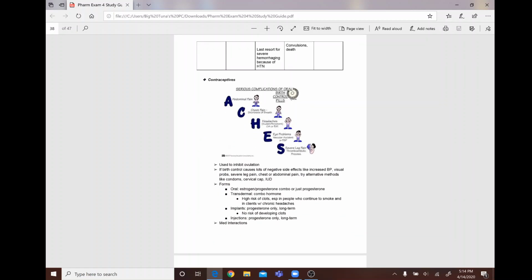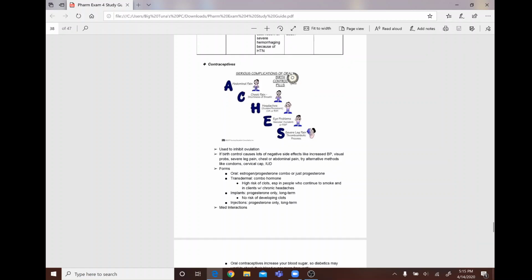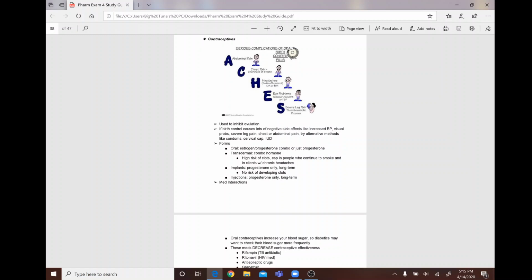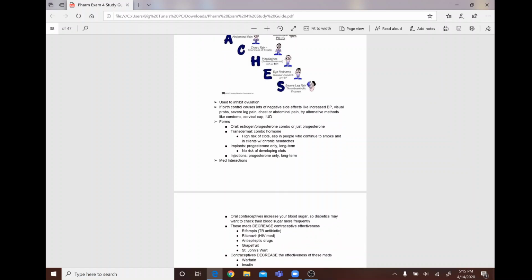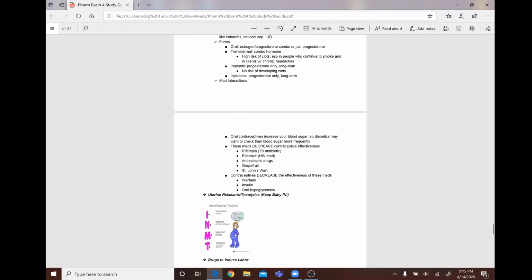Serious complications of oral birth control pills can be abdominal pain, chest pain, headache, eye problems, and severe leg pain. Orally is the estrogen-progesterone combo or just progesterone. Transdermal is a combo hormone. It's a high risk of clots, especially in people who continue to smoke, and chronic headaches. Implants are progesterone only, long term, and injections are progesterone only, long term.